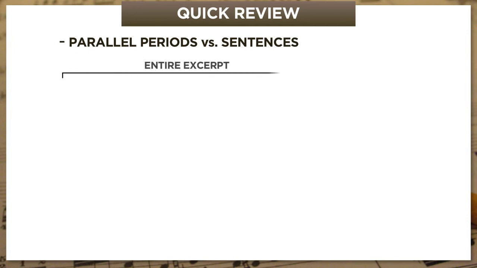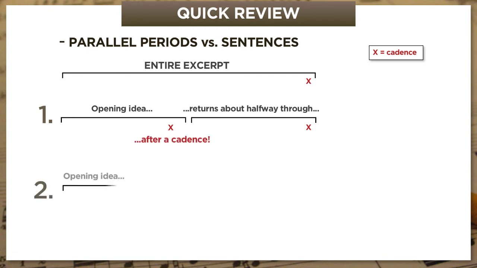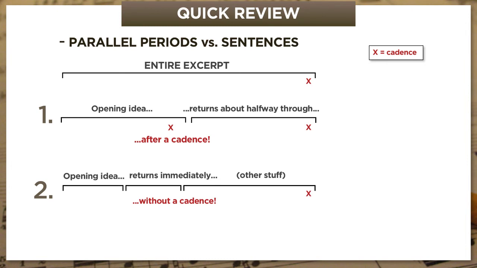Let's suppose you're looking at an entire excerpt, which I'll just represent generically here with a bracket, and let's call the red X a cadence that ends it. One way we've seen such a span organized is that we hear an opening idea that returns about halfway through after a cadence. In the other scheme, there's an opening idea which comes back immediately without a cadence, and then proceeds to a bunch of other stuff and only ends with a cadence at the very end. Hopefully by now you can recognize these 2 schemes. The first of these is the parallel period, and the second of them is sentence form.